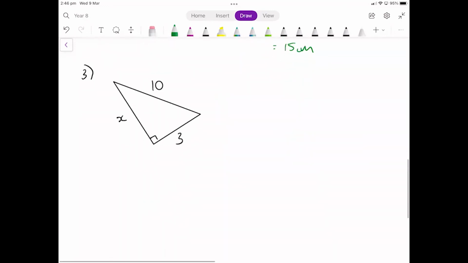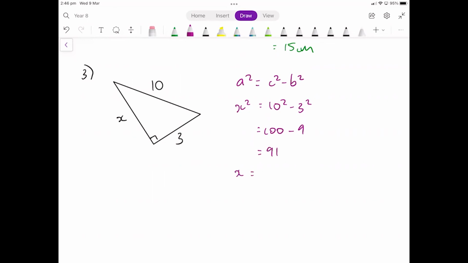Third question, very similar to the first two. We write our formula, and that gives us x squared equals 10 squared take away 3 squared, which is 91. So x equals the square root of 91, or approximately 9.54, to 2 decimal places.